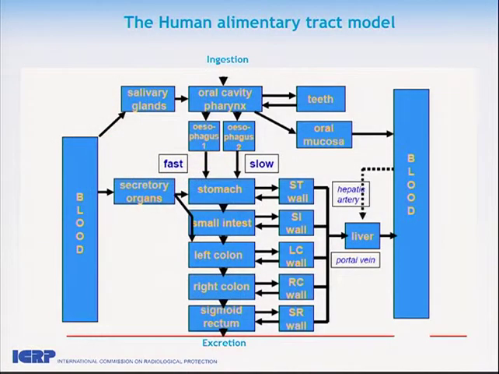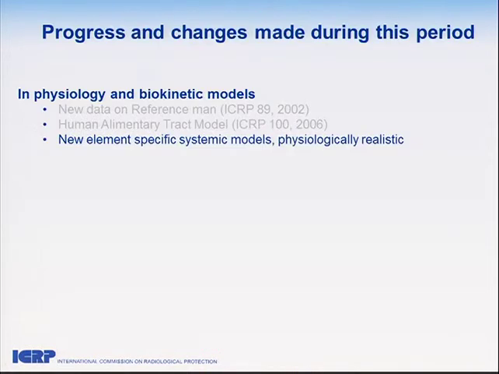And this is why ICRP has developed a new human alimentary tract model, which takes into account many things: the possible deposition on the teeth, the possible absorption through the oral mucosa. It also takes into account the possible deposition on the wall of different parts of the stomach, and a kind of recycling of radionuclides through the secretory organ and so on. So this model was definitely more physiologically realistic compared to the previous one.